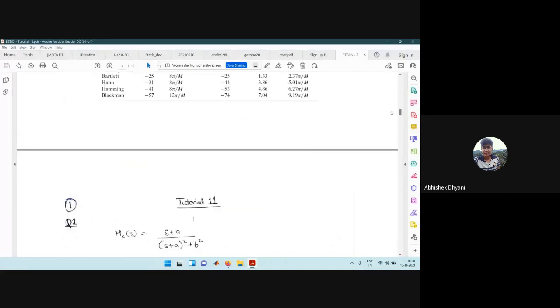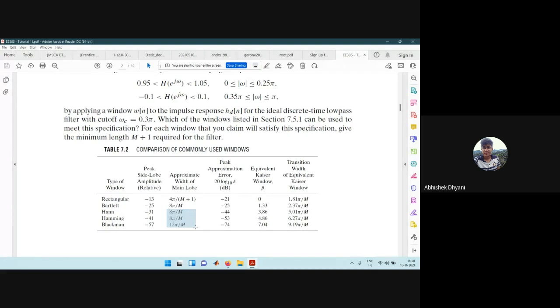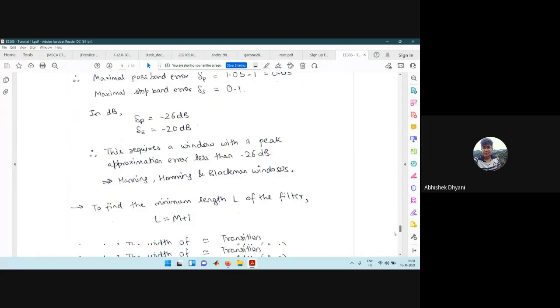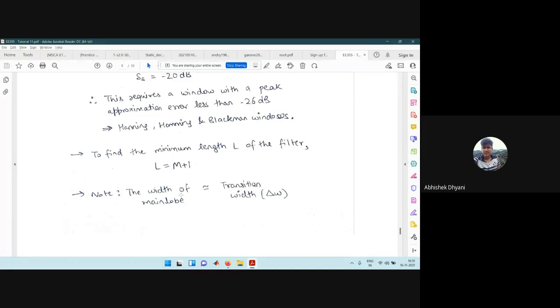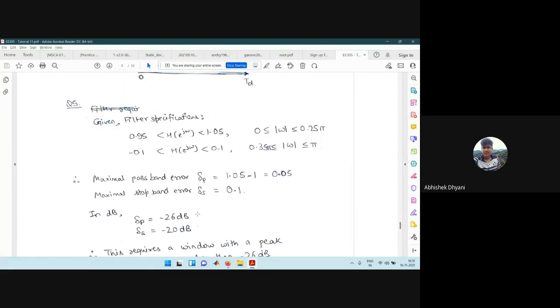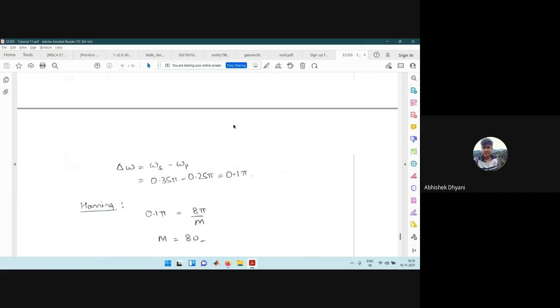And the approximate width of the main lobe is given to us for each window, which is 8 pi by M for Hann and Hamming, and for Blackman it is 12 pi by M. So using this, and by noting the fact that this is almost equal to the transition width, first of all, let's just calculate this transition width. It's simply omega s minus omega p. From the specification, this is omega s and this is omega p. So it is 0.1 pi, right? The difference. So this is the delta omega.